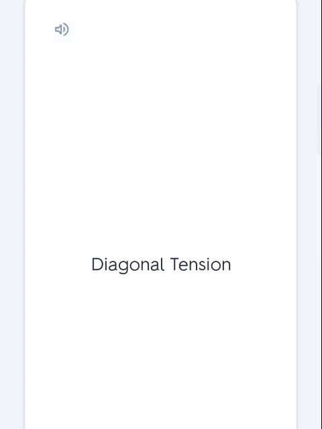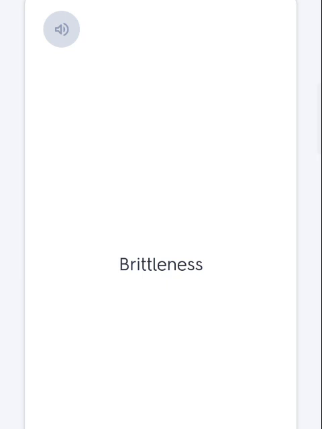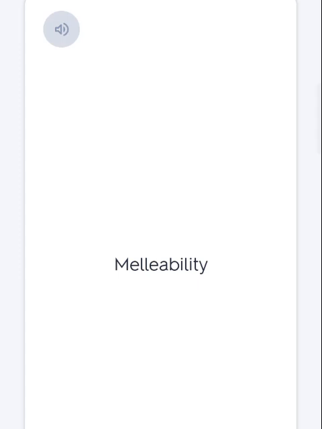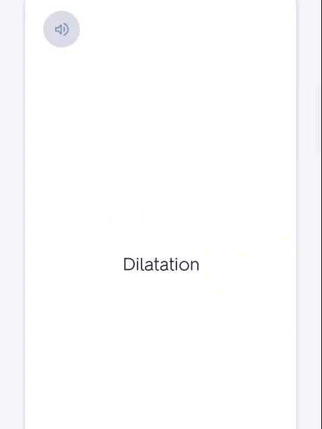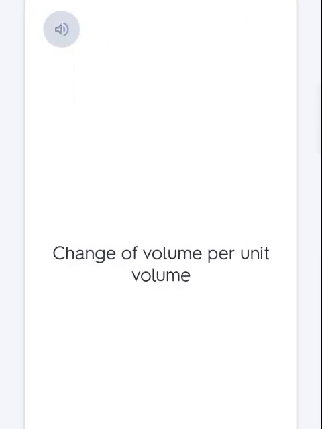Diagonal tension. The tensile stress that develops on the diagonal surface. Brittleness. Implies the absence of any plastic deformation prior to failure. Malleability. The property of a material enabling it to undergo considerable plastic deformation under compressive load. Dilatation. Change of volume per unit volume.